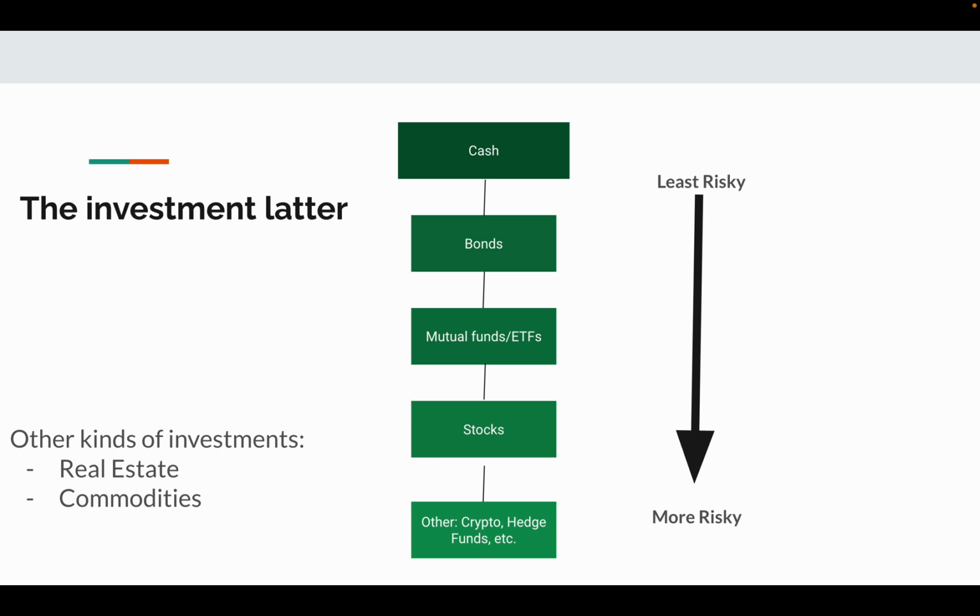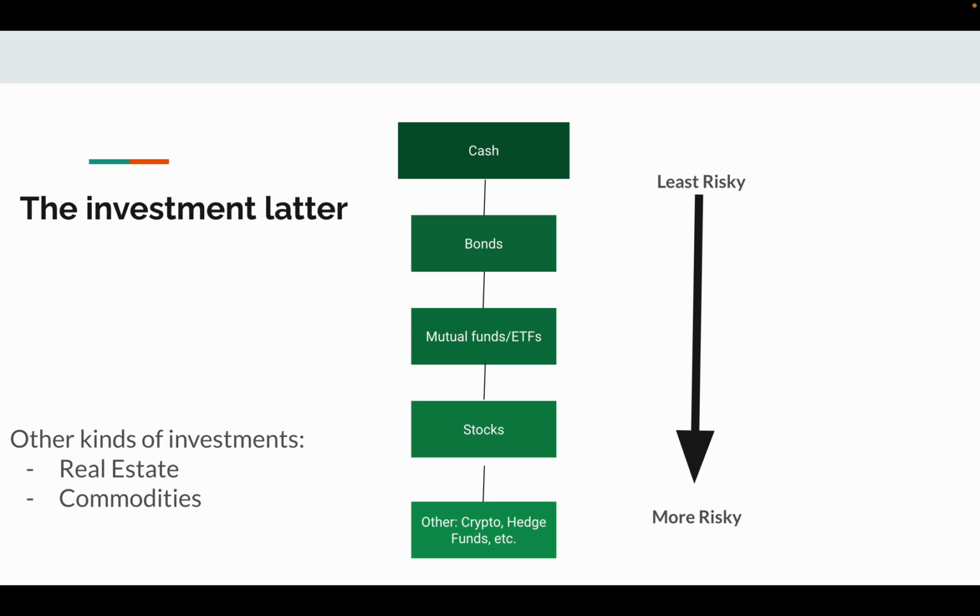This table really shows the balance between something that is risky, where you can lose your money, and how much money you can actually gain. So you'll see here, cash is at the top. And then next is something called bonds. We're going to talk about those today. And you'll see that those are relatively low risk.